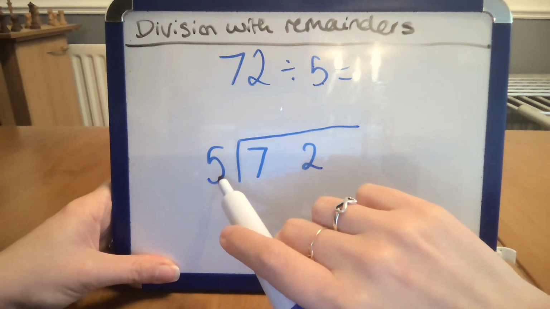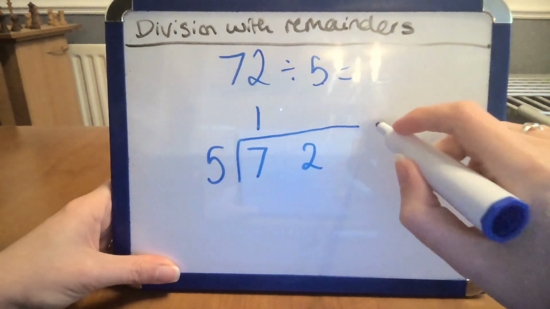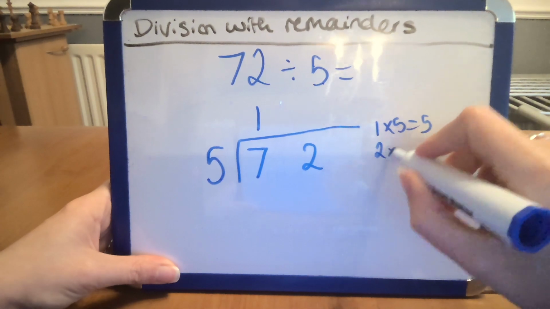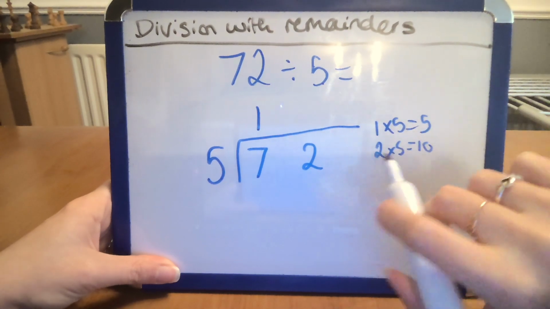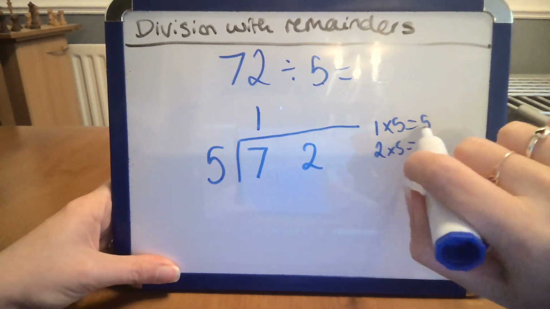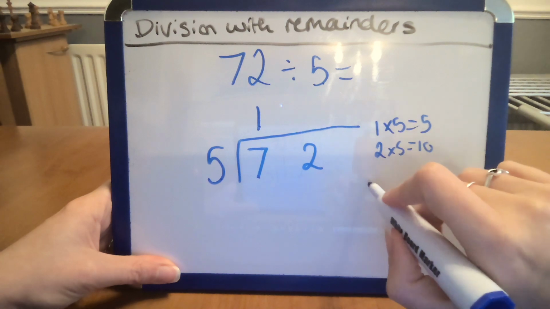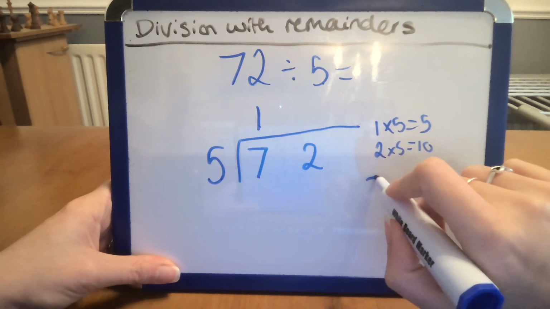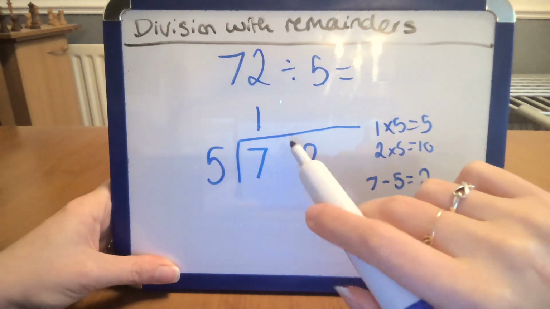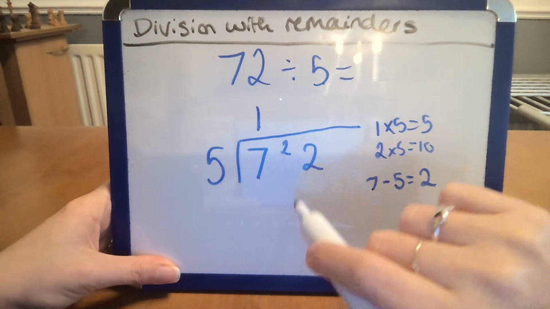Then we ask ourselves, how many times does 5 go into 7? It goes once, because 1 times 5 is 5, and 2 times 5 is 10. So 2 times 5 is more than 7. So we say it goes in once, which is 5, with 2 left over, because we wanted 7 and we only got 5, which means there are 2 left over. That 2 comes over here to make this 22.